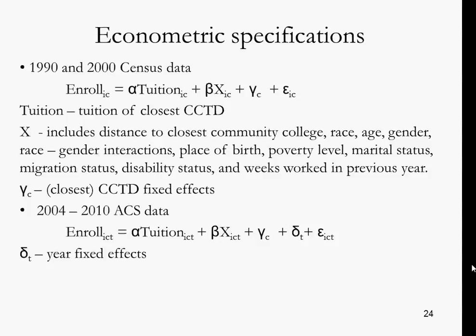Our proxy for income is poverty level, measured according to your previous year's income. Marital status, we have a bunch of different types of controls for migration. They don't ask you whether you migrated into a taxing district. The best we can do is county-level migration, but we know whether they migrated within a county or across a state.